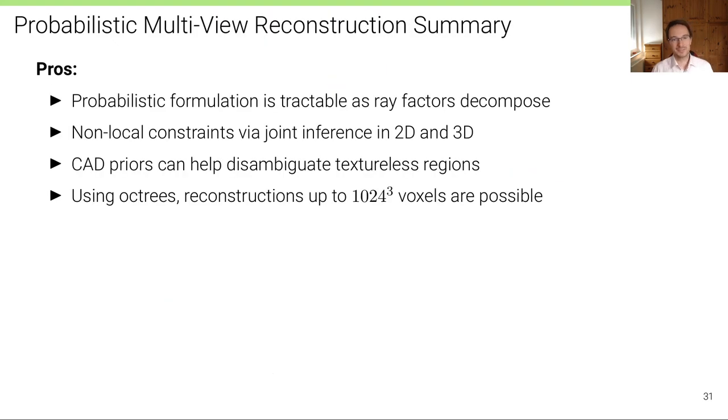To summarize, probabilistic multi-view reconstruction, at least this particular model here, on the positive side, probabilistic formulation using graphical models is tractable, as these ray factors decompose and we don't have this exponential complexity. And non-local constraints can be integrated via joint inference in 2D and 3D. This is something I haven't shown here, but there has been another related work that has shown that you can also integrate things like local planarity assumptions. We have seen that also CAD priors can be integrated and help to disambiguate textureless regions, and using octrees, reconstructions up to 1024 to the power of 3 voxels, which is a really large number of voxels, are possible.